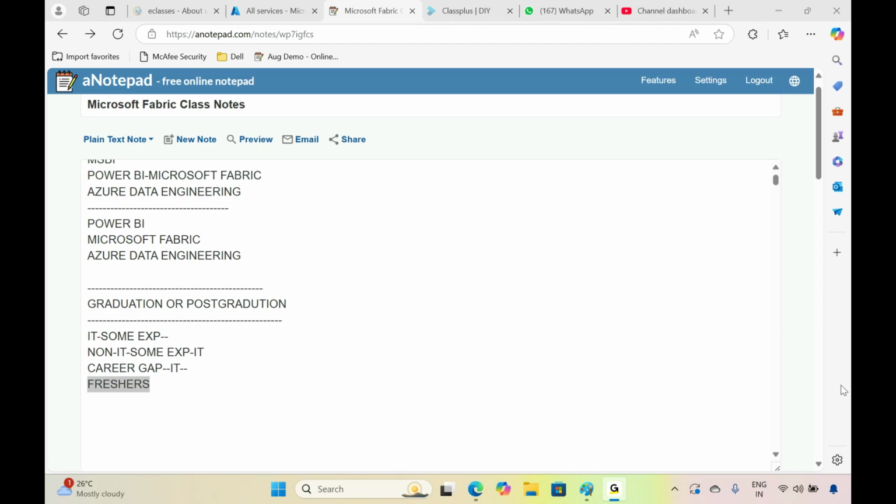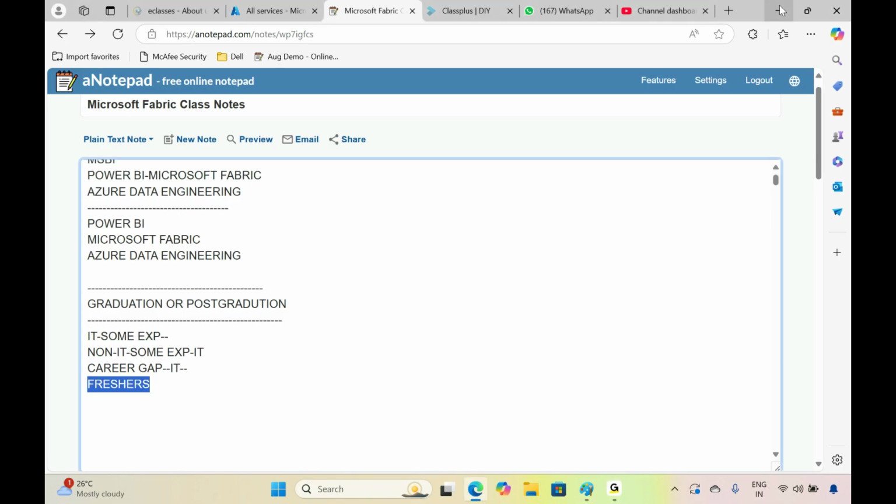Venu belongs to one, Pallavi belongs to one and three. That means she was working in IT, but now she has a career gap. And Dakshina belongs to one. Sachin belongs to one. What about others, guys? Shekhar belongs to three. Divya belongs to two. So there are different category people here. Mostly all categories of people have joined this demo session.